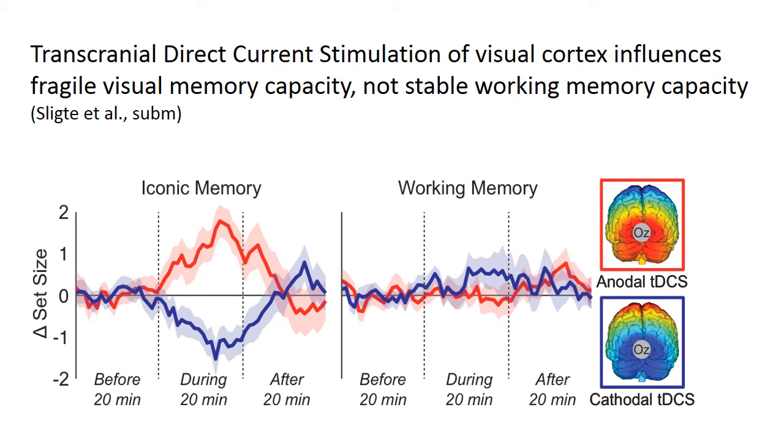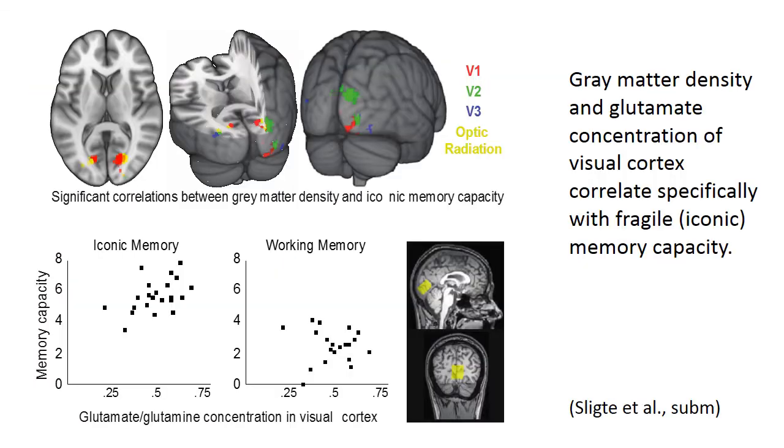Again, the findings show a clear dissociation between the 2 forms of memory, fragile memory depending on visual cortex, working memory not. Finally, we looked at individual differences in fragile and working memory capacities, as these may differ between individuals in a reliable and reproducible way.